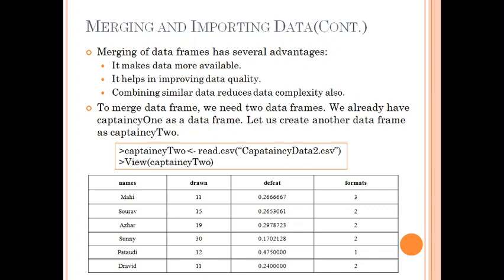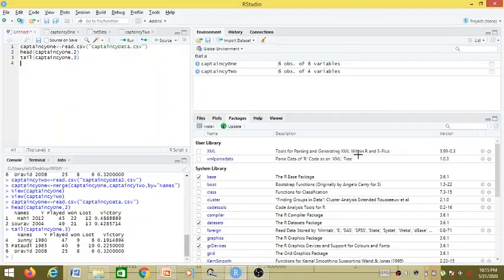So for that we will require two different data frames. We have already created one data frame, which is captaincy 1. Now let us create another data frame, captaincy 2, from another CSV file, captaincy data2.csv. So you all have got this captaincy data2.csv file. Make sure this file exists in your current working directory, and we can create it. I have already created it, but again I am creating it for you.